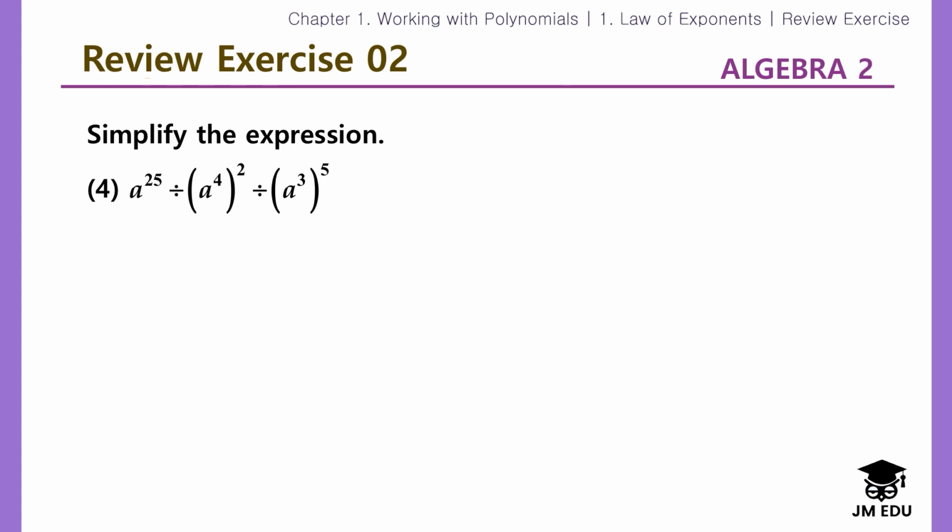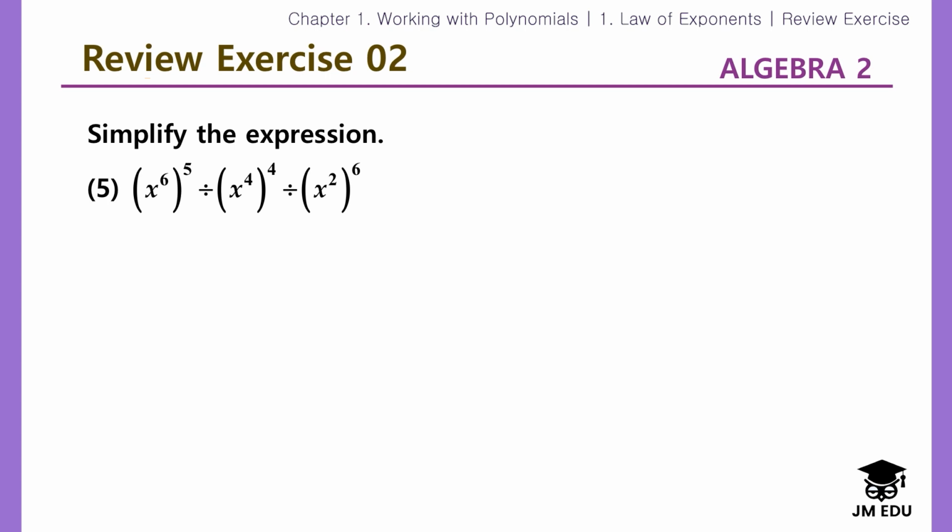Number 4, we have a to the power of 25 divided by a to the 4 to the power of 2. That's a to the 8 divided by 3 times 5, a to the 15. So that is equal to a to the 25, division minus 8, another division minus 15. So 25 minus 8, that's 17. 17 minus 15, that's 2, right? So this expression is equal to a squared.